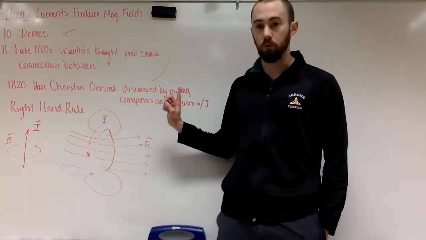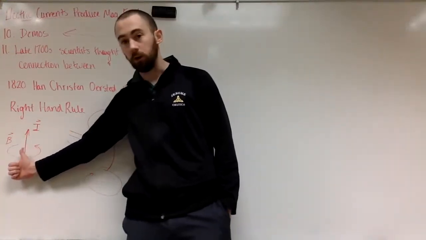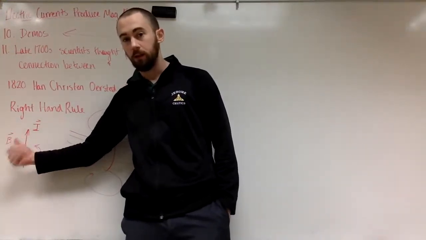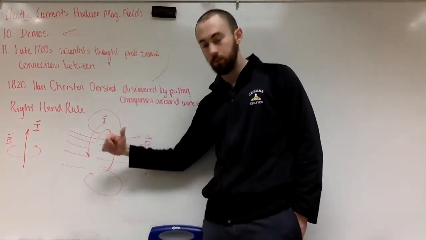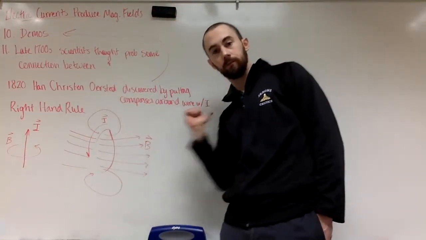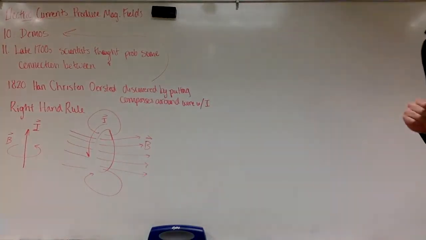So right-hand rule, just one more time to go over it. Straight wire, current goes straight up, hand wraps, and that gives me my magnetic field. In this one, current wraps around the loop. Magnetic field goes where the thumb goes. And that's it for how currents produce magnetic fields.